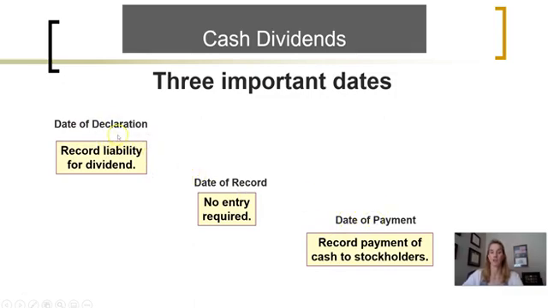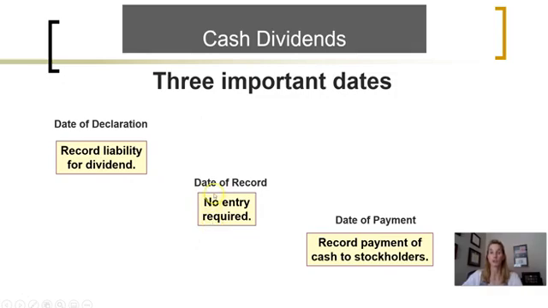On the date of declaration, the Board of Directors will announce that a dividend will be paid out of the company's profits. On the date of declaration, in the accounting, we need to record a liability to pay that dividend. The declaration by the Board of Directors puts a liability on the company to make the payment. On the date of record, there is no entry required.